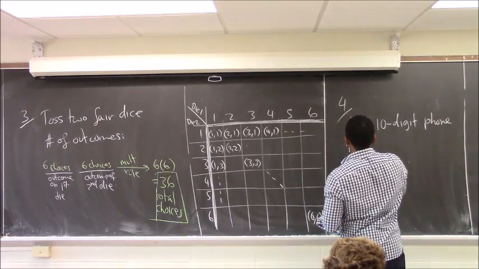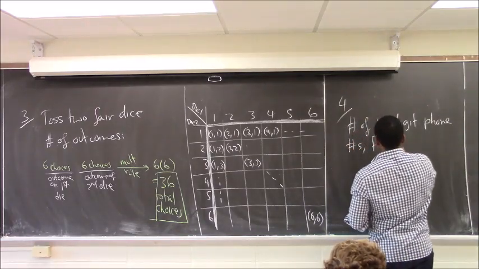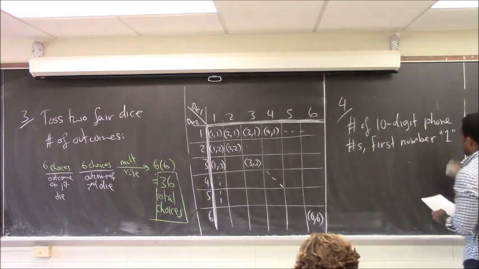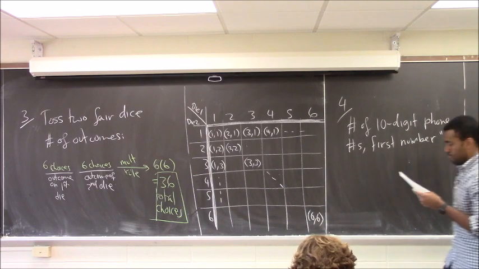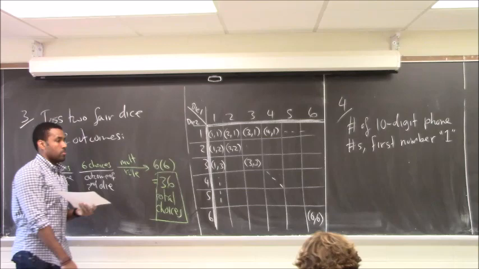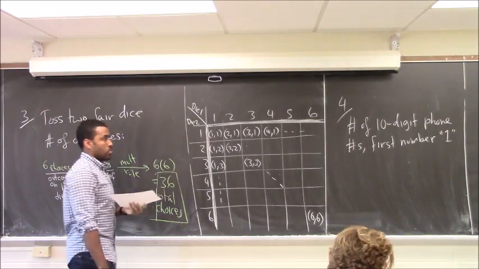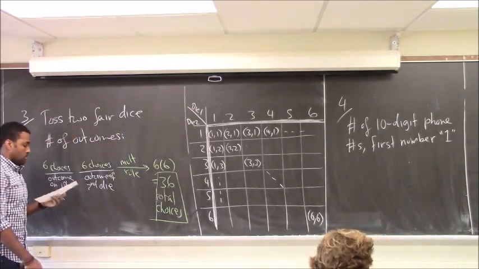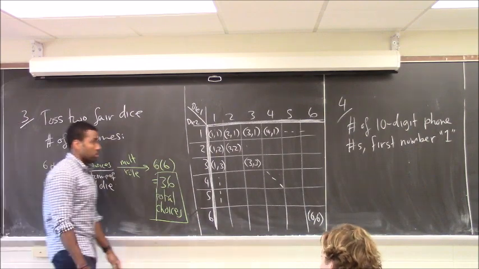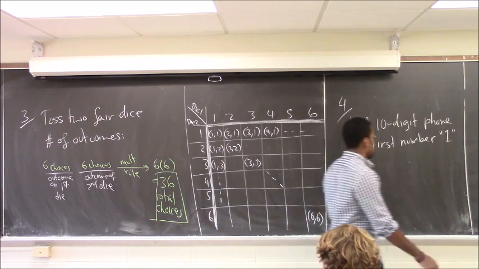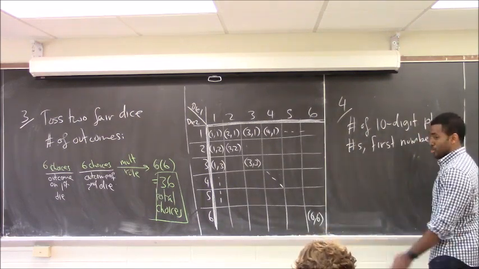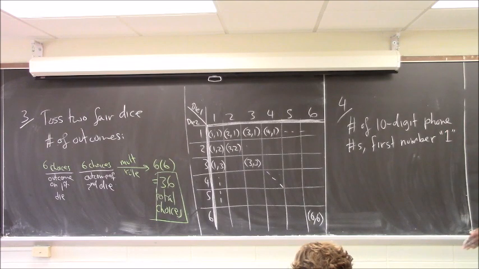Number of 10-digit phone numbers where the first number is a 1, with no other restrictions. How many? Billion. That's a lot, right? We spoke about how long it would take you to count to a billion. If any of you started when you were born, you wouldn't be finished yet. So we don't want to actually do that individually.